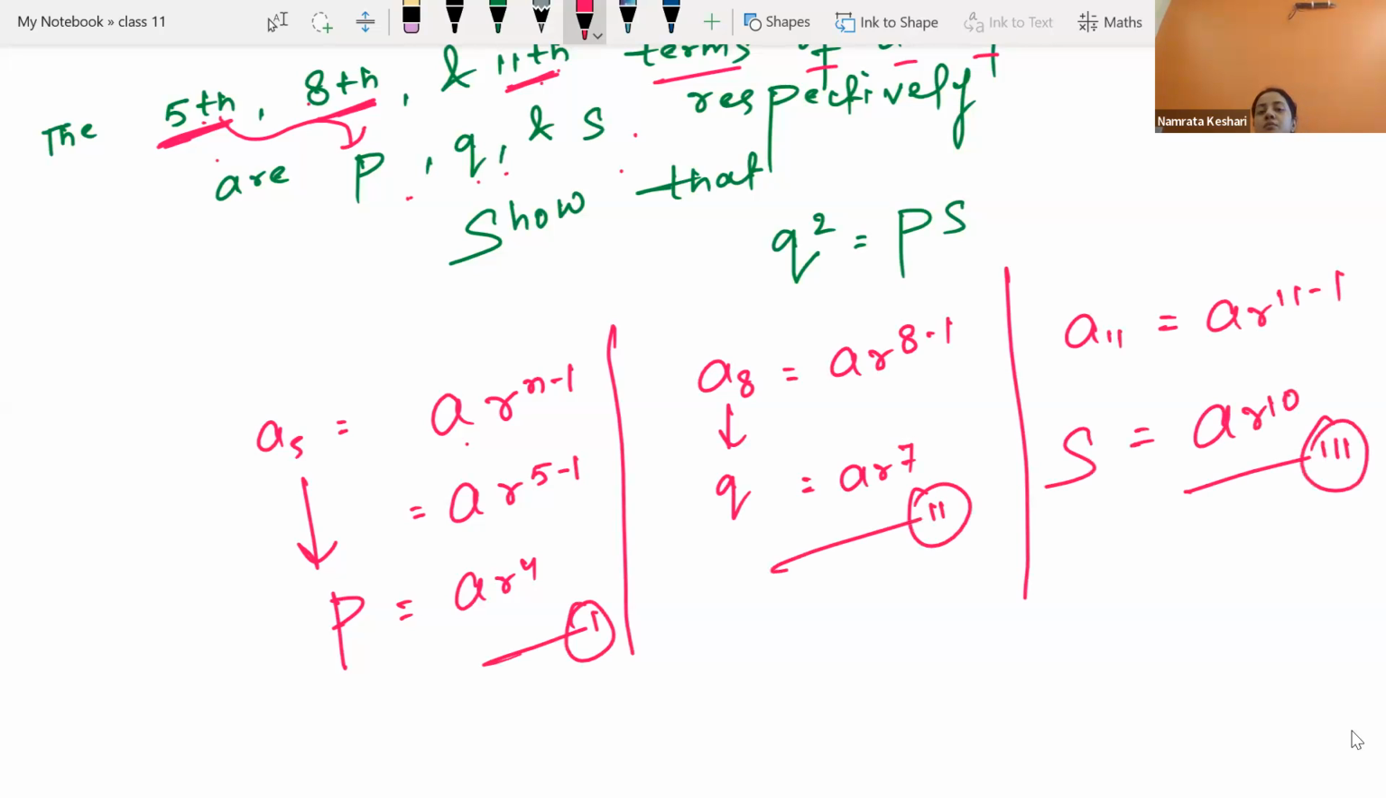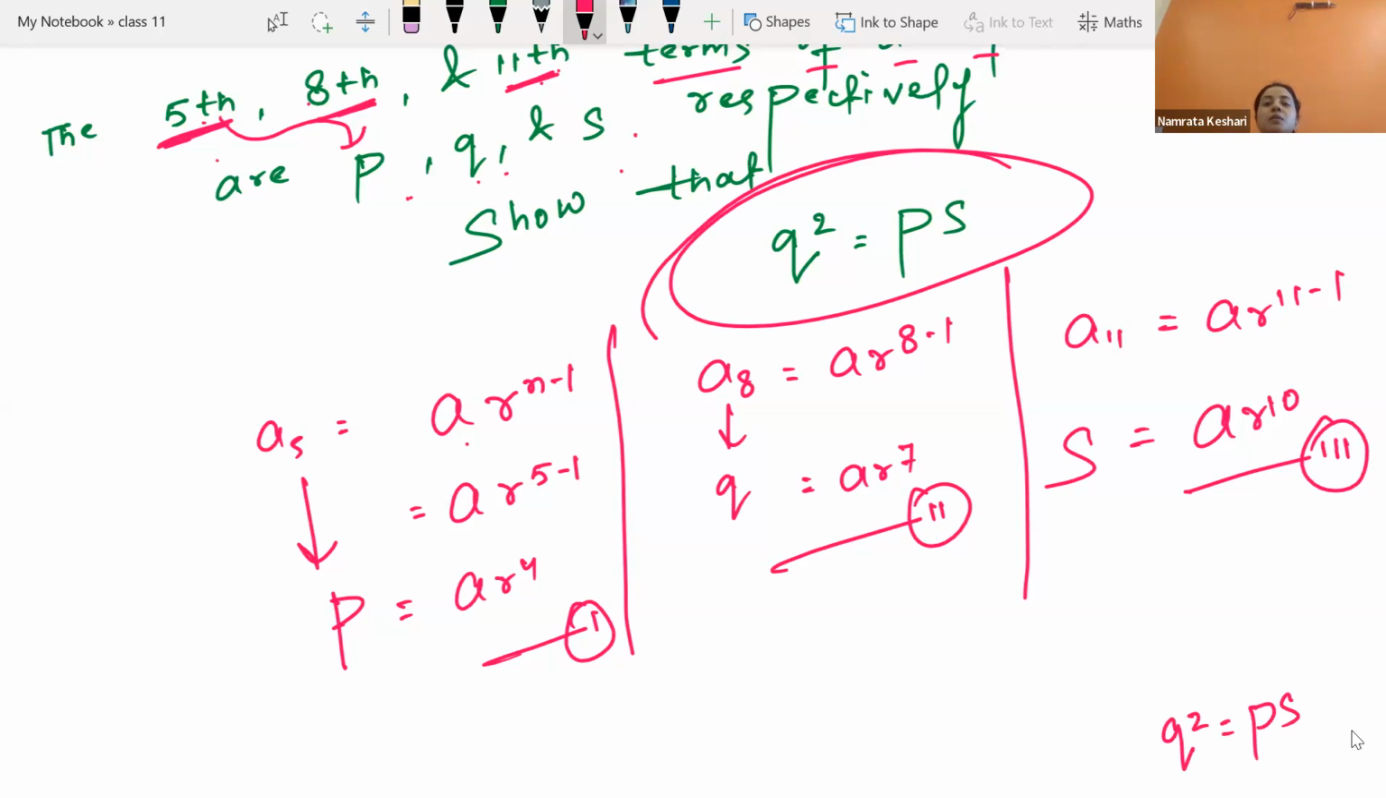So we have given them names, equation number 1, equation number 2, equation number 3. Now we have to show that this is equal to this. For proving questions, there are three ways. First one, there will be some condition in the question which you keep on solving, and automatically you will feel that q square is equal to ps came, right?